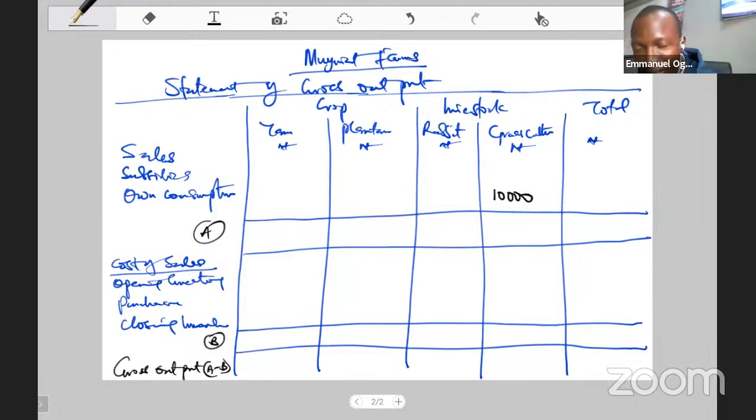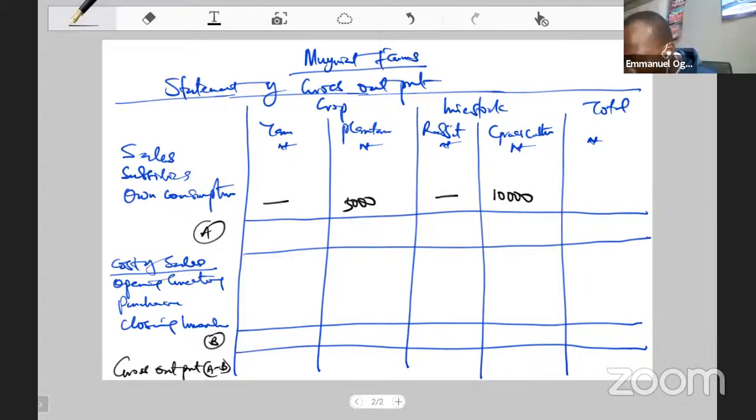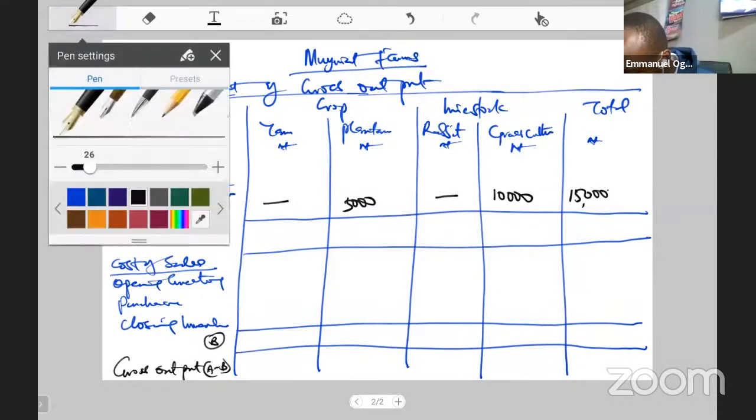10,000 naira. Are we together? The next thing we have, plantain, is 5,000 naira. So we'll go to plantain, 5,000 naira. And that is all for gas for own consumption. The total of own consumption is how much? 15,000. Next, we have the closing inventory. So let's get all the closing inventory as we move ahead.